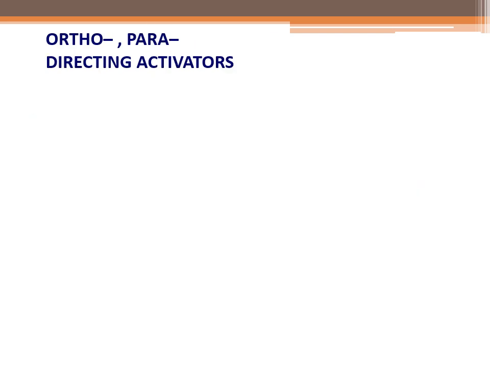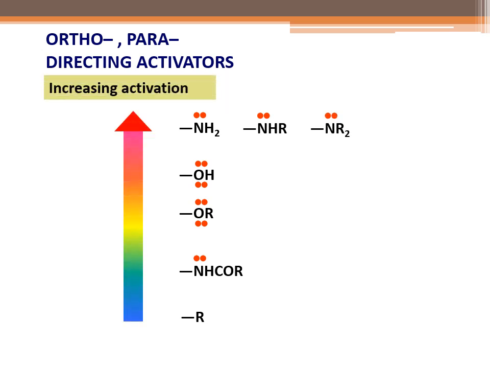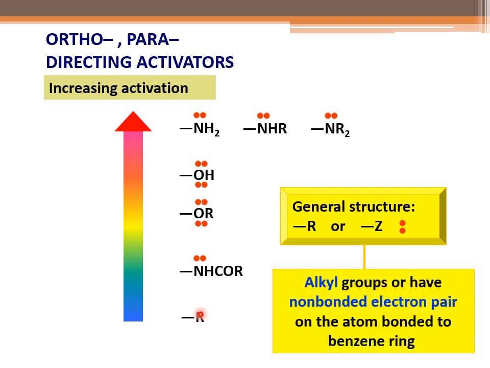As you can see here, the ortho-para-directing activators are methyl, NHCOR, OR, the ether, OH, the hydroxy group, NH2, amino, and also NHR, NR2, the activating increasing by the arrow shown to you. R is the least reactive out of all. Why? Because all the other groups here have lone pairs. As you can see, shown to you here, they have non-bonded electron pairs. So these electrons, when they are released into the benzene ring, become more reactive.